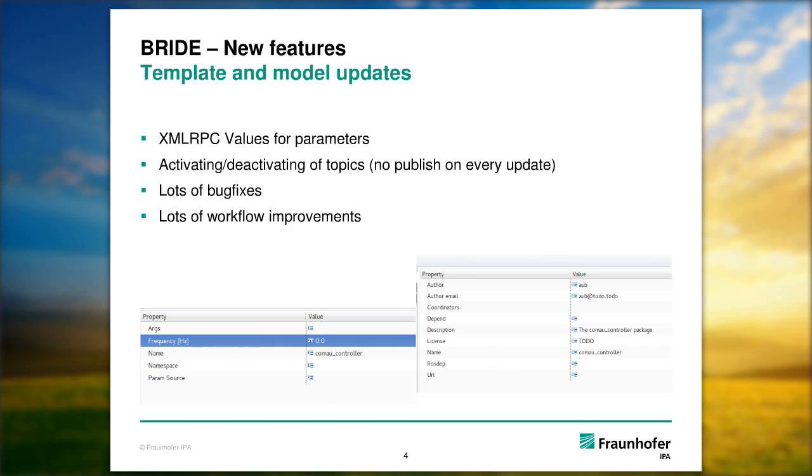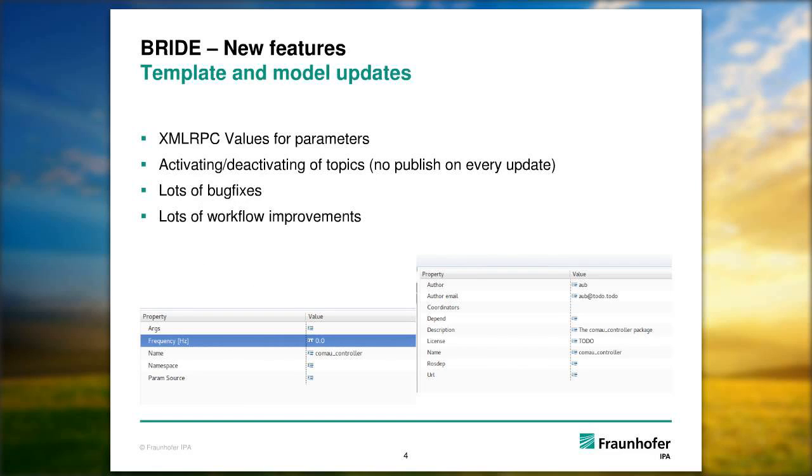Another couple of new features are on the template and the meta model itself. So we support now XML RPC values as parameters. That's something we didn't support before. So you can use vectors and so on as parameters.